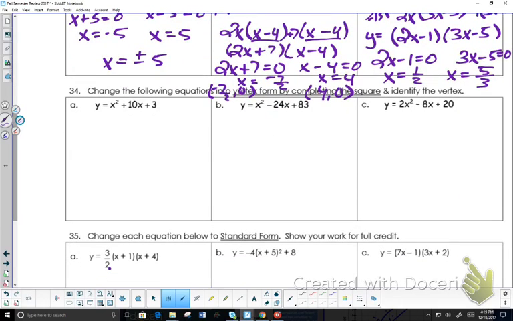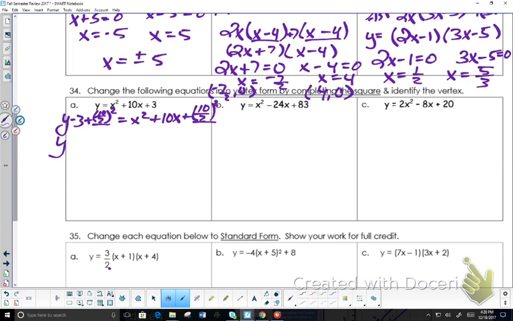Looking at my next scenario, it says change the following equations into vertex form by completing the square and identify the vertex. Okay, so if I'm going to complete the square, my first step would be y minus 3 plus some blank equals x squared plus 10x plus some blank. In my blank, I'm going to do my b value over 2 squared. What I add to one side, I have to add to the other side.